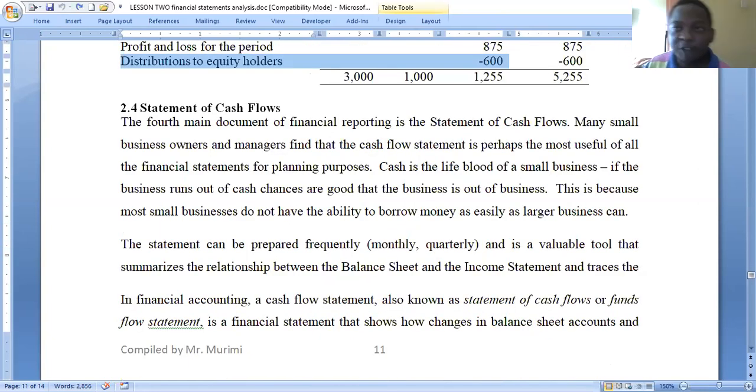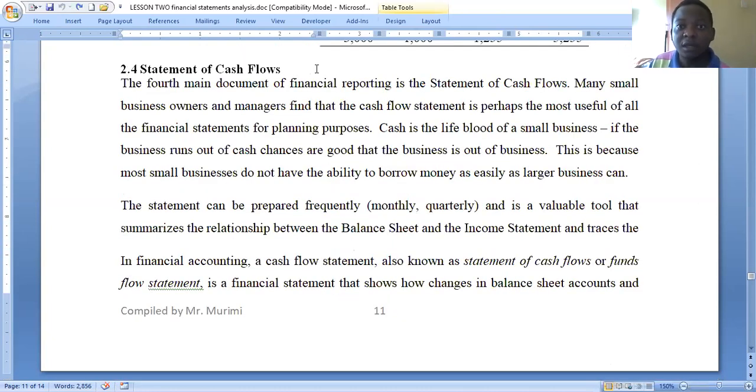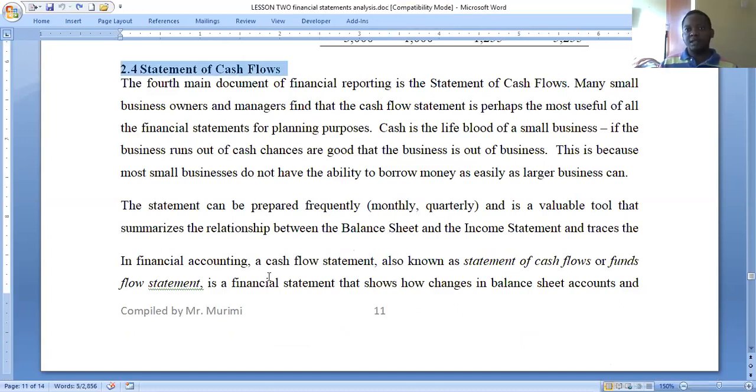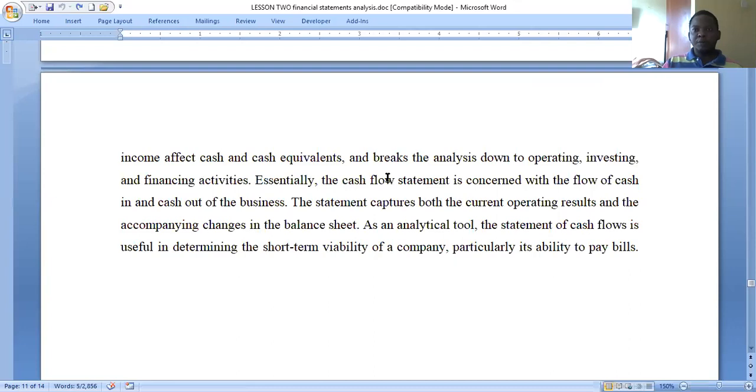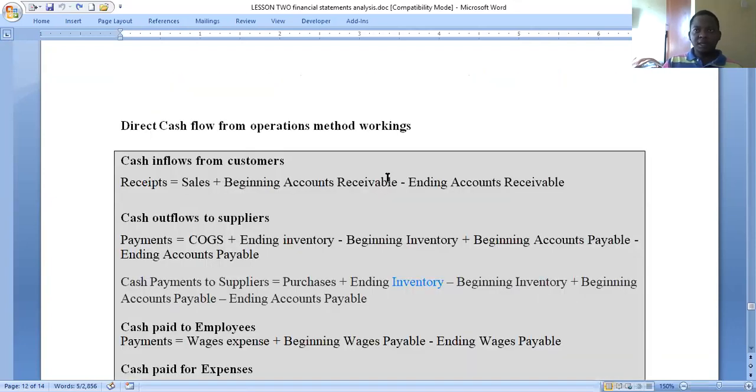And then lastly, the fourth financial statement is a statement of cash flows. This is a financial statement that shows the inflows and outflows of cash in the business. It shows how cash has been used and how cash has been generated by the business. So the statement of cash flows is divided into three parts. We have cash flows from operating activities, cash flows from investing activities, and cash flows from financing activities.